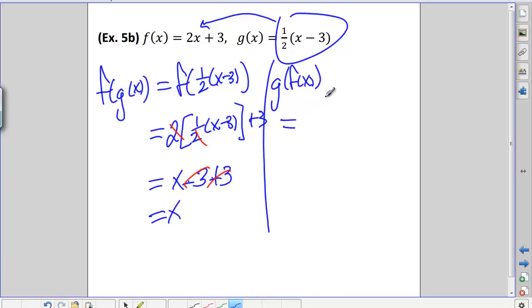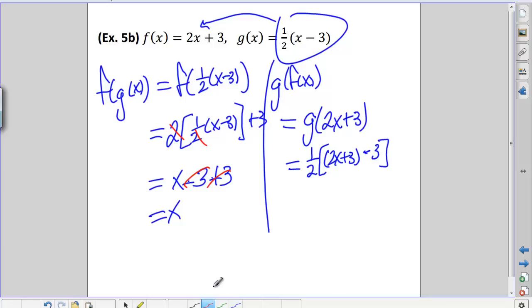g of f of x, that's going to be g of 2x plus 3, which is a half times 2x plus 3, minus 3. And again, we just work this down. Plus 3 minus 3 cancel. Everything just kind of unravels. Half of 2x, those 2's are going to cancel, and there's the x that we're left with. So that verifies those are inverses.